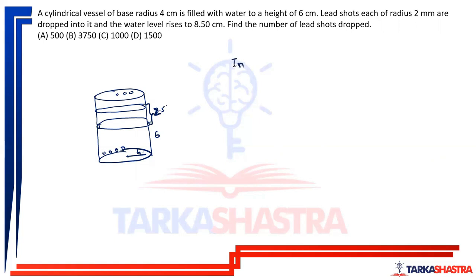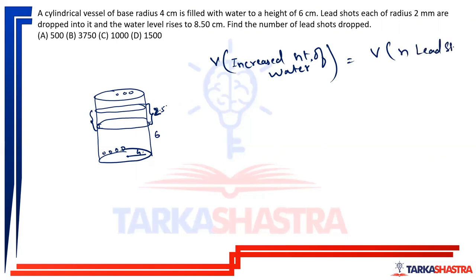Now, the volume of the increased height of water is equal to the volume of n lead shots. Correct. This is very easy. Now volume of increased height will be pi r square h. R square is 4 square. If I want to convert centimeter, 1 centimeter is 10 mm. So I am converting everything into mm. So 40 into 40, radius pi r square. The formula is pi r square h. Height is 2.5, that is 25 mm.